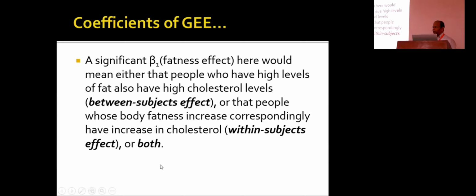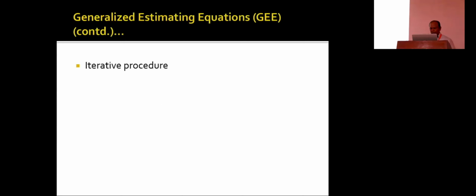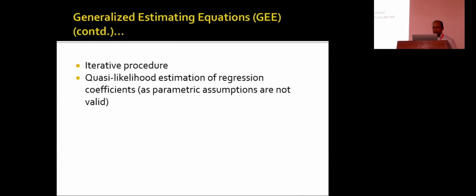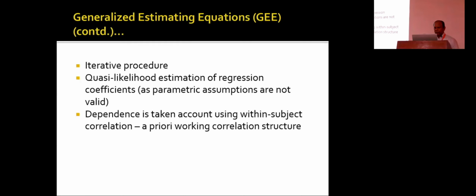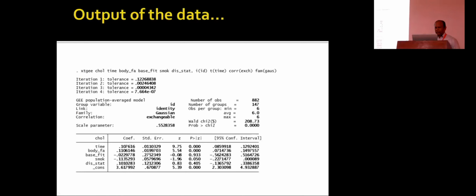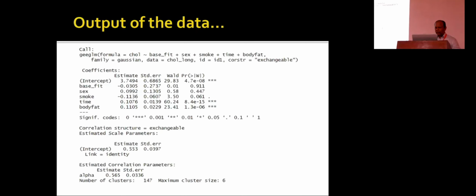So therefore, the repeated measures data analysis, a population average model, is meant to compare the exposure values with the control values. This is an iterative procedure, quasi-likelihood. The likelihood, as I told you, is difficult to estimate. So dependence is taken into account using within-subject correlation, a priori working correlation matrix. This is a Stata output. Okay, this is your R output. This is what you are going to do today.